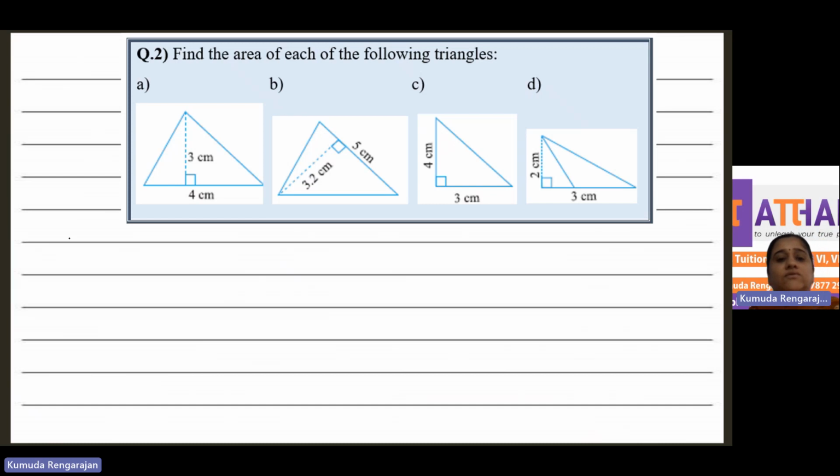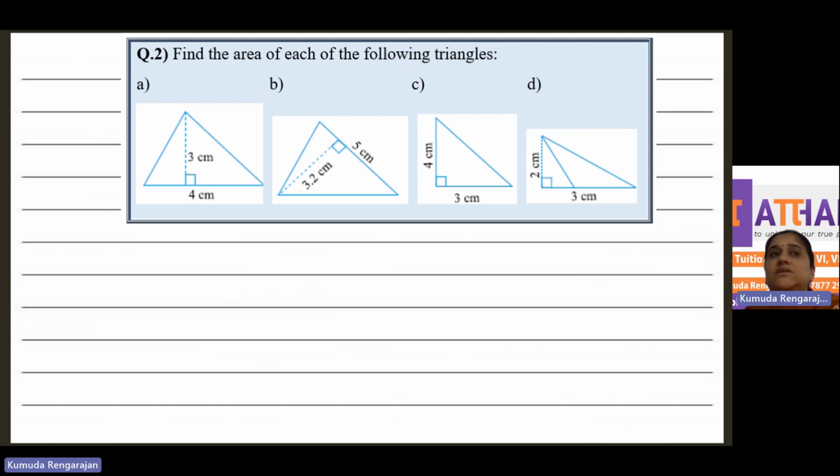Take down the first figure. Or if you draw the first figure, give the heading: find the area of each of the following triangles. Take down the first figure. Then write solution and draw the figure again. Done? Okay.